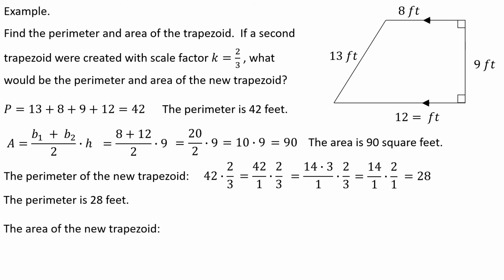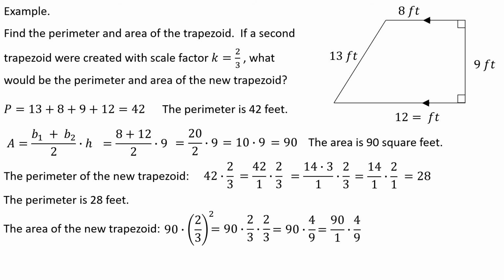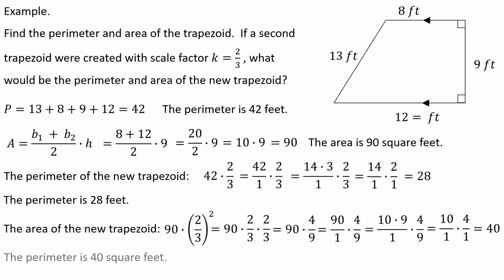Now for the area, again, the previous original one had an area of 90, but instead of multiplying by 2/3, I have to multiply by 2/3 squared. So I'm doing 90 times 2/3 times 2/3. Of course, 2 times 2 makes 4. 3 times 3 makes 9. So I've really got 90 times 4/9. I can make the 90 into 90 over 1 if I so desire. 90 is secretly 10 times 9. Cancel the 9's. And I come up with 40. The area is 40 square feet.